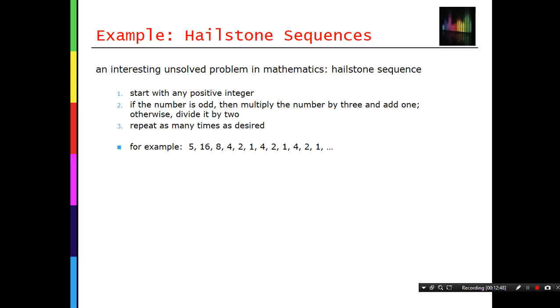There's other interesting examples of this in mathematics. This is a hailstone sequence. We start with any positive number, so it could be a random one. If it's odd, we multiply the number by 3 and add 1. Otherwise, we divide it by 2. And we can repeat this as many times as desired, resulting in what's known as a mathematical sequence called hailstone.